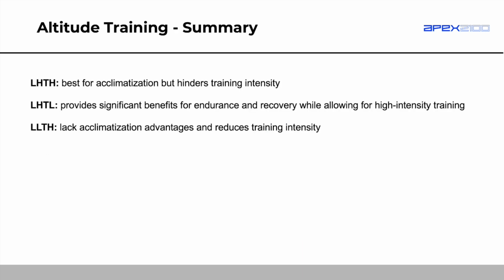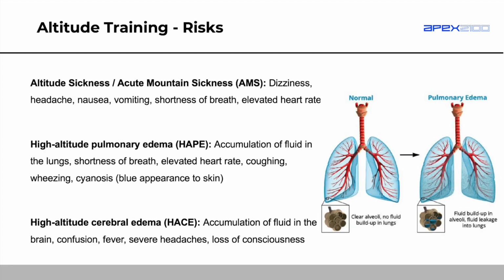So a little summary of the different strategies. Live high, train high is the best for acclimatization, but it hinders our training intensity because there's not enough oxygen to maintain the intensity that we would if we were at sea level. Live high, train low has significant benefits for endurance and recovery and allows for high intensity training. So this is considered the best. And live low, train high, we don't have acclimatization advantages and we are reducing our training intensity. So it's almost a double negative for that one.